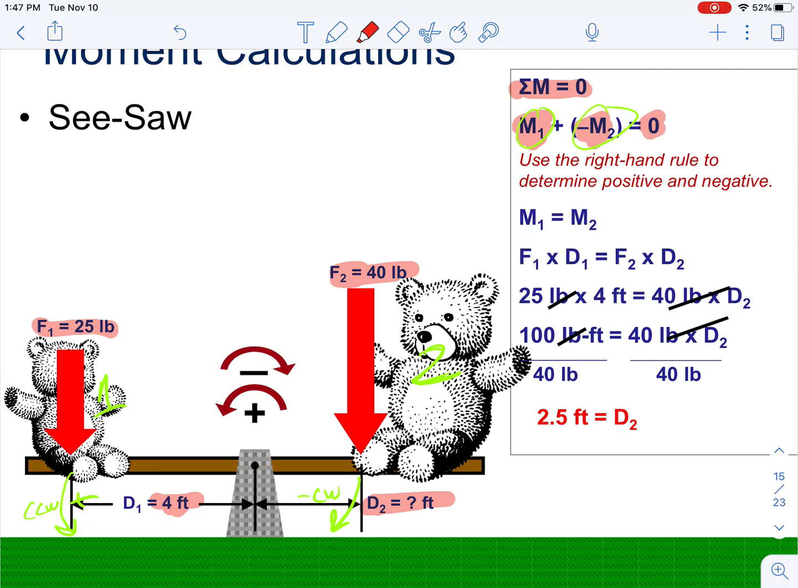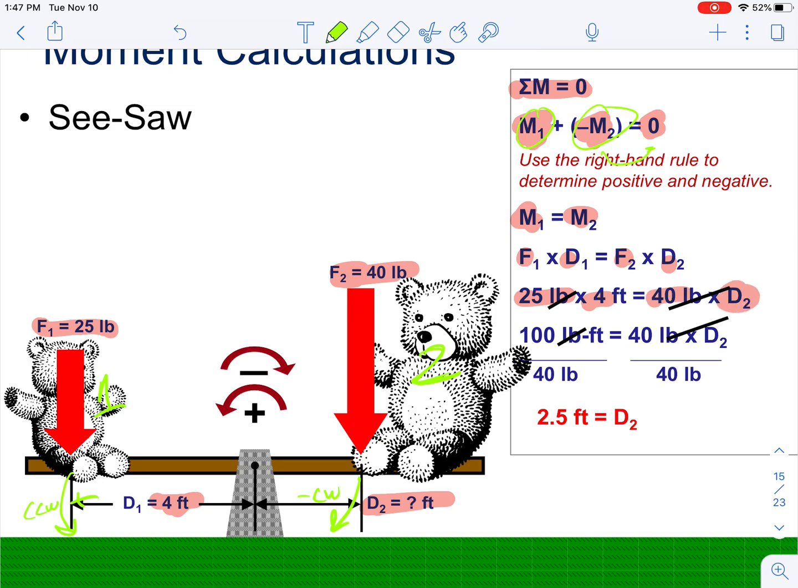Then instead of plugging in numbers right now, they just went ahead and moved this to the other side. So they said now moment 1 equals moment 2. Force 1 times distance 1 equals force 2 times distance 2. Plug in everything you know. 25 times 4 equals 40 times d2.